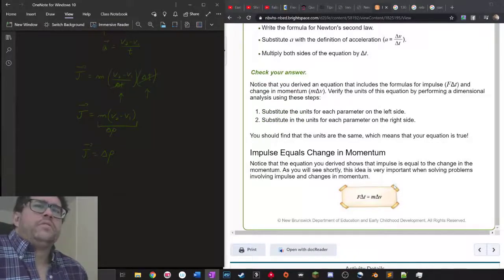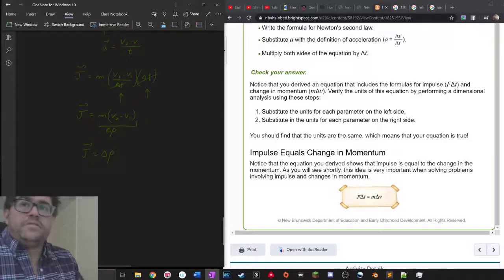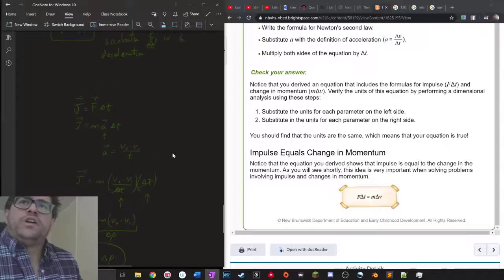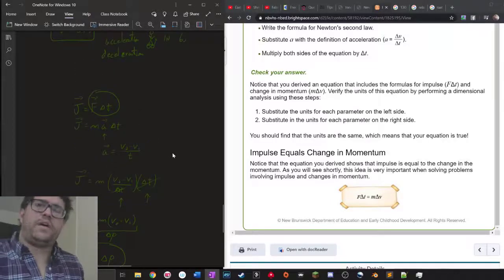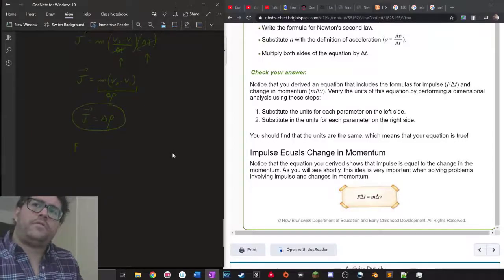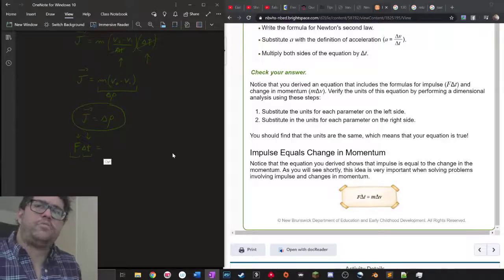What did they write here? Okay, they went a step further and expanded J with its definition. So this is true. But let's expand J again. J is this: F delta T. The reason why they do that is because you have things that you recognize. J is kind of a new thing in our problems. F, T, these are all things we can measure in an experiment.